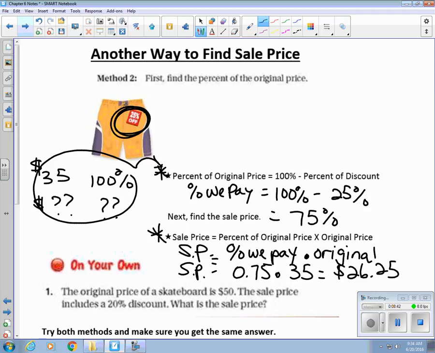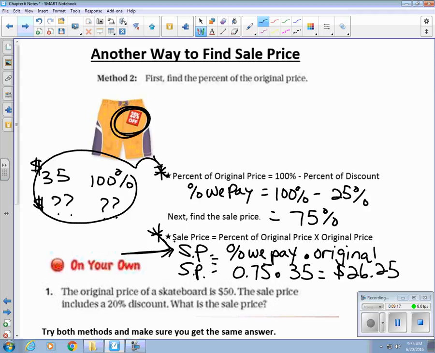All right, so I would highly recommend that you go back and look at these two methods again and make sure that you understand them, and then you can choose which one that you want to use. I personally like the one that I just showed you now, and I think it works for a lot of problems that we're going to be dealing with in this lesson. So that's a really good one to remember. So this is it right here. Sale price is equal to the percent we pay times the original. This little equation right there I think is very useful.